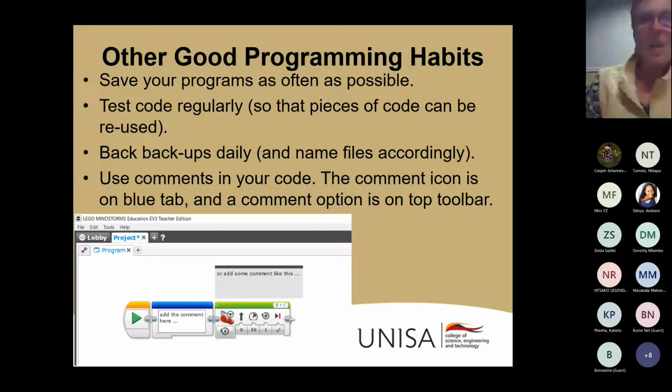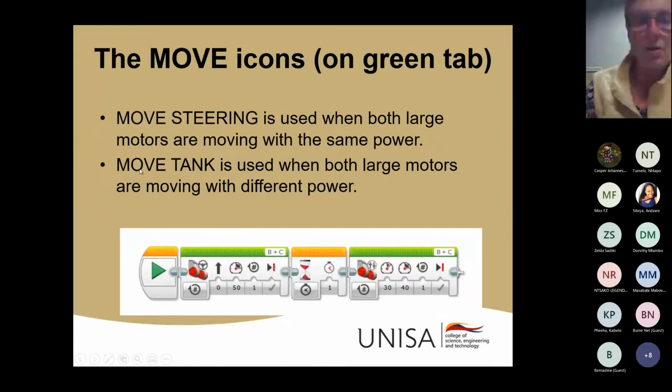All right. Okay. So just on move steering and move tank. Move steering is when both large motors are moving at the same power, and it keeps the robot going straight. If the robot is not going straight, there are a lot of videos you can Google, like what if my robot's not going straight? I think the team Veneer had a really cool video where you can test it. So you see here in B and C with move steering, they both have 50% power, so the robot is definitely going to go straight.